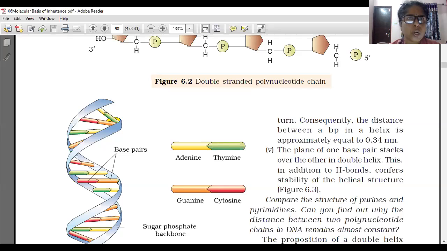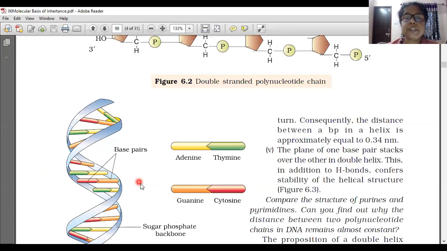Hydrogen bonds are strong bonds, so that is giving stability to the DNA double helix structure. In addition to hydrogen bonds, the plane of one base pair stacks over the other in the double helix. That confers stability of the helical structure. By these two reasons only, this helical structure is so stable.